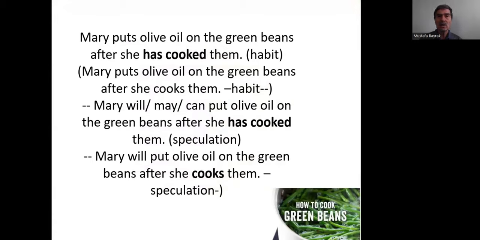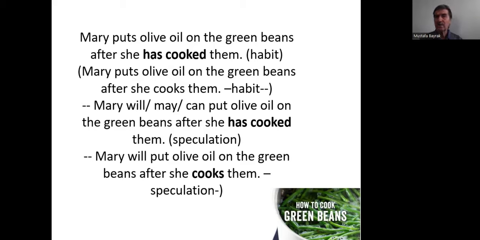Mary puts olive oil on the green beans after she has cooked them. This is her habit. She always puts olive oil on the green beans after she has cooked them. Mary puts olive oil on the green beans after she cooks them is also possible. But I think I prefer present perfect tense because it has the completion. After she finishes cooking, she puts olive oil on the green beans.